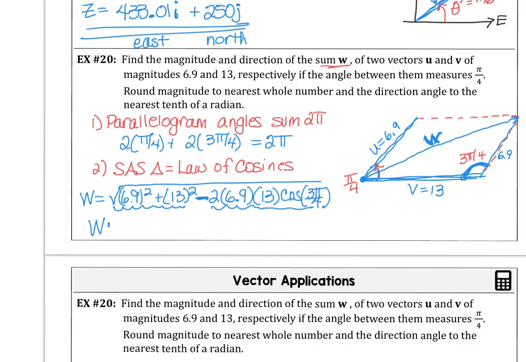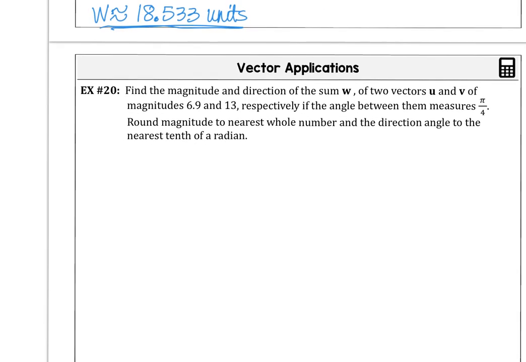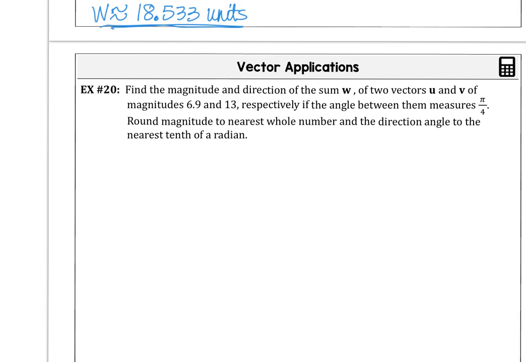And hopefully, if you do it just right, you got 18.533 for your answer. They didn't give us any units. So that W, the magnitude, is 18.533. And then to finish it up, the third thing they want us to do is to find the direction angle. So for the direction angle, we can use the law of sines.